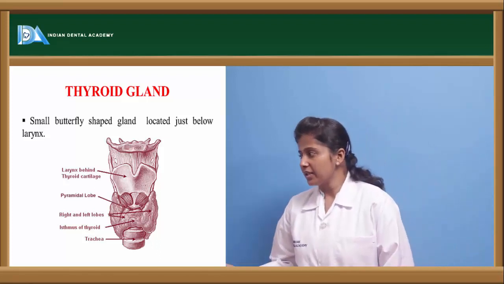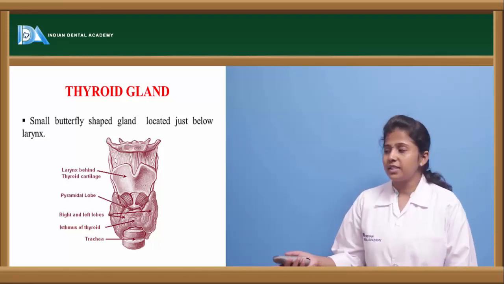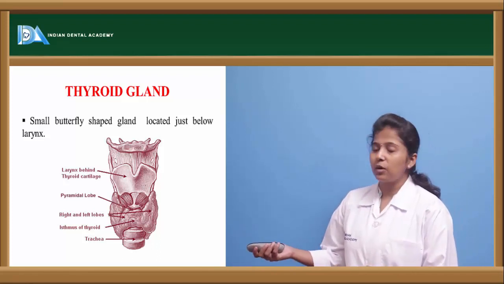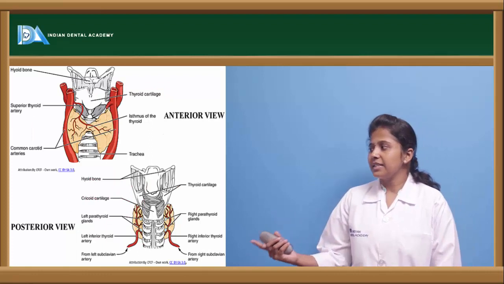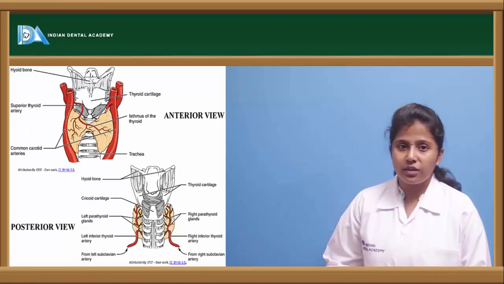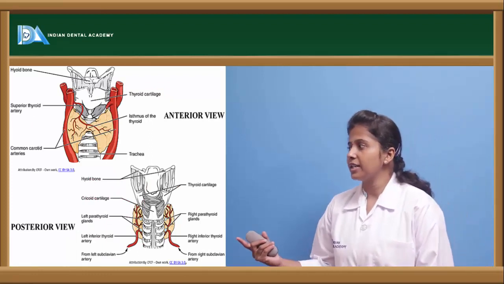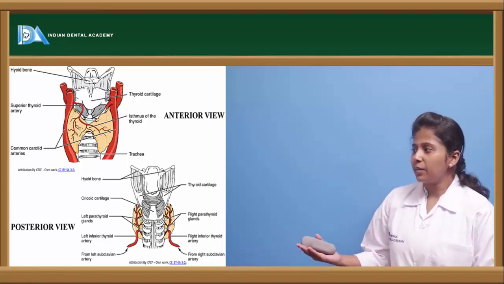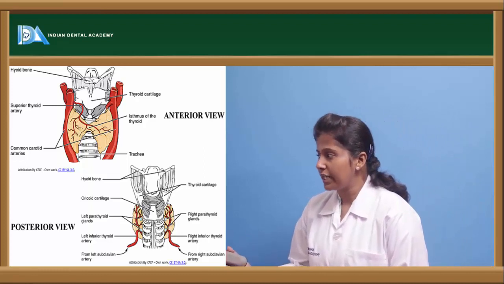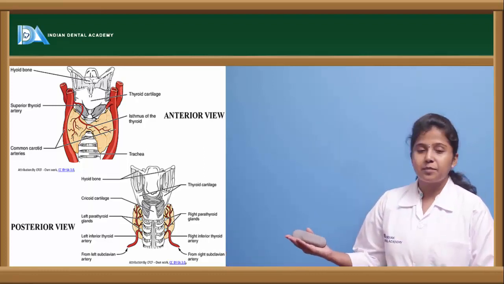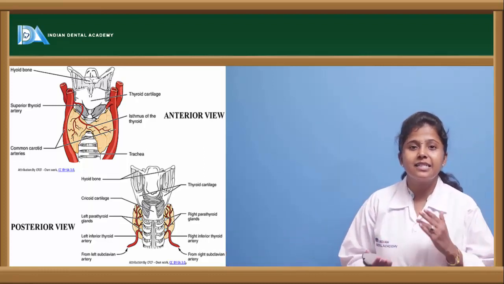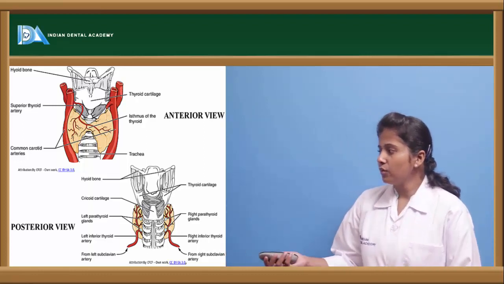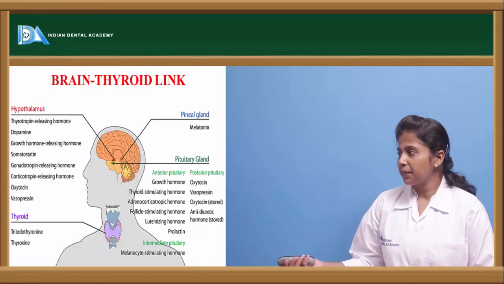And here we can see the location of the thyroid gland, which has a thyroid cartilage also, and it is present just below the larynx. Here is the anterior view and posterior view of the thyroid gland. It is attached to the hyoid bone and has a blood supply from the superior thyroid artery, and it is attached to the trachea below the larynx. This is the posterior view of the thyroid gland.